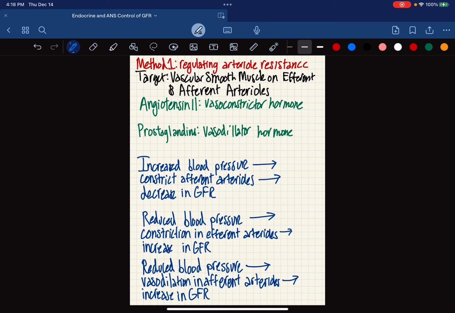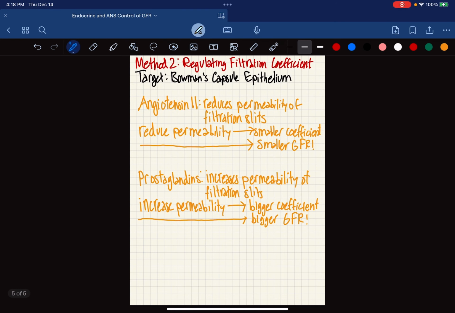And so these two hormones are called antagonistic hormones because they pretty much work against each other. One hormone constricts and the other hormone dilates. And I think that's pretty self-explanatory on that part. The second method is regulating filtration coefficient. These two hormones also have an effect on the filtration coefficient.